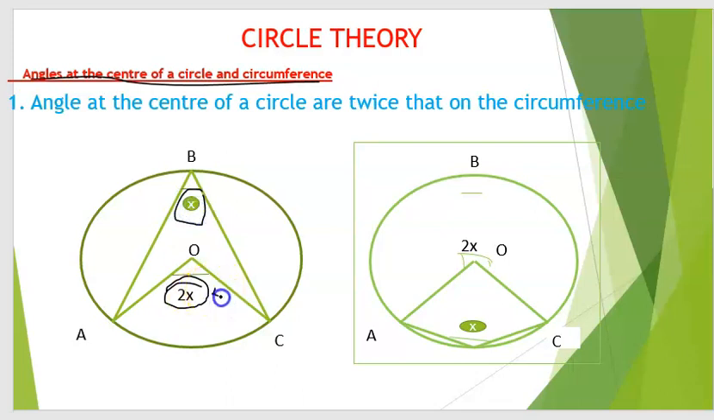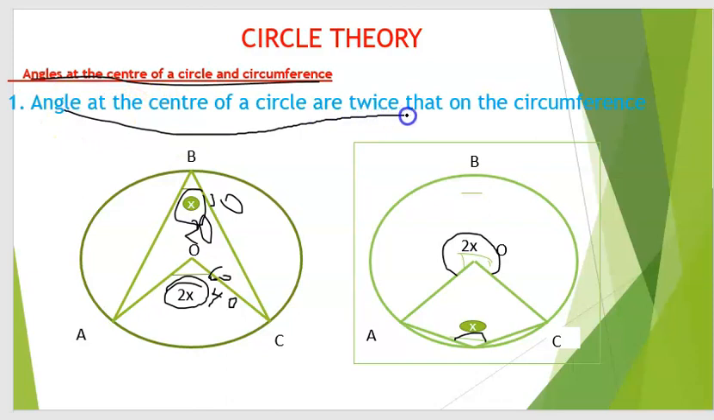If this angle, for example, is 40, then automatically this angle becomes 20. And if this angle is 30, then you expect the angle at the center to be 60. Similarly, if we take the reflex angle at the center, this reflex angle is going to be twice the other angle on the circumference here. That is, the angle at the center is twice that on the circumference. That is property number one.